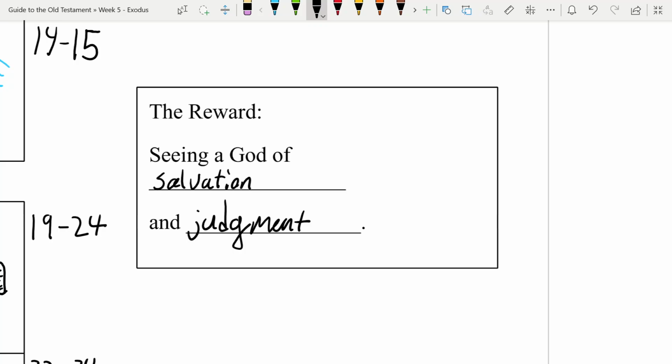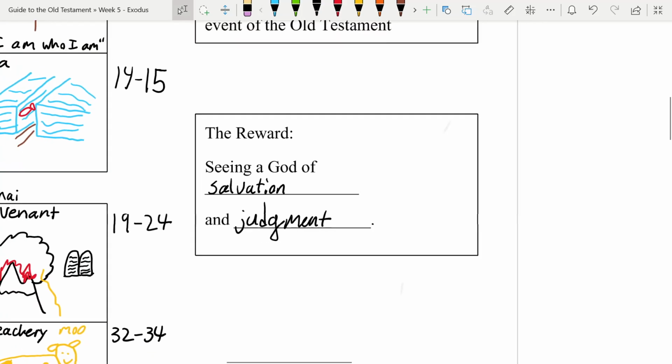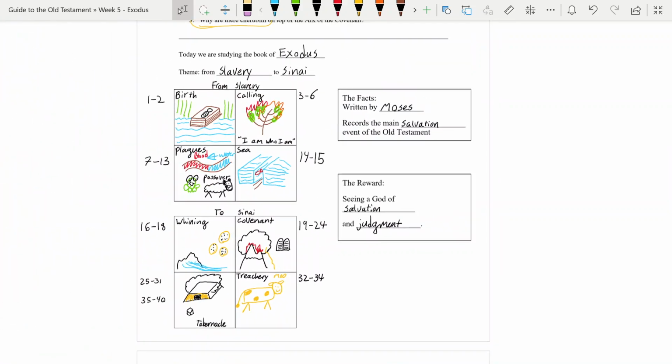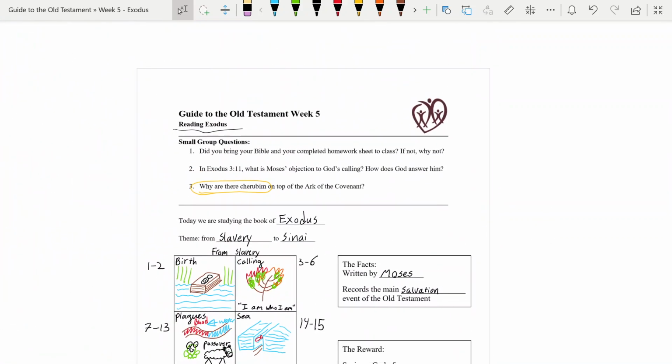And so the incentive, the reward for reading the book of Exodus is a close encounter through the Holy Spirit with our God, the God of salvation and the God of judgment. That's a quick overview of the book of Exodus, our week 5.